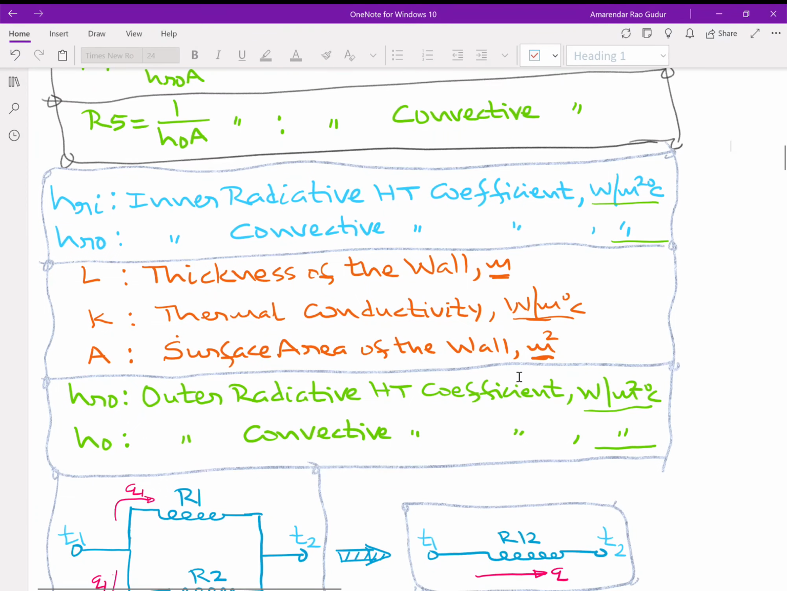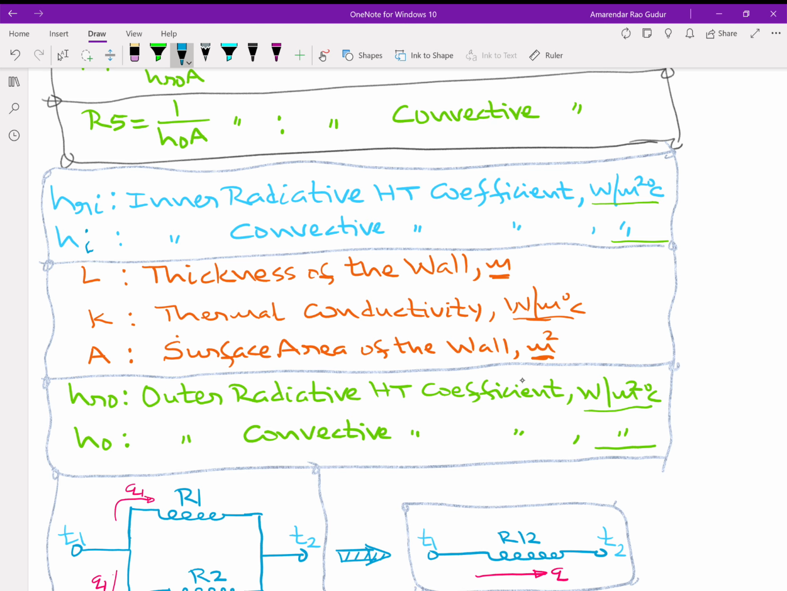And already I was talking about these terms: HRI, HR0, the inner radiative and outer radiative heat transfer coefficients. Then H0 is the outer convective heat transfer coefficient. Then L is the thickness of the wall, K the thermal conductivity of the wall, A is the surface area of the wall material. There's a small correction here. This is obviously HI.